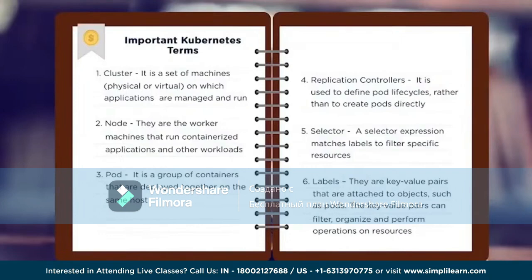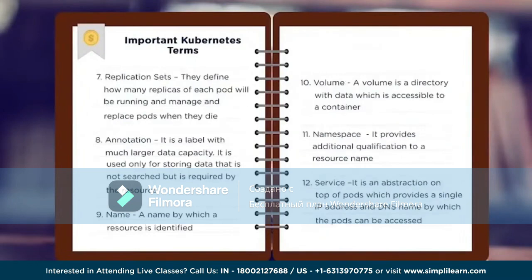We have a selector, which is an expression matched to a label to filter specific resources. Labels are key value pairs that are attached to objects such as pods. The key value pair, or the label, can be filtered, organized, and used to perform operations on resources. Replica sets define how many replicas of each pod will be running and managed, for example when you want to replace a pod when it dies.